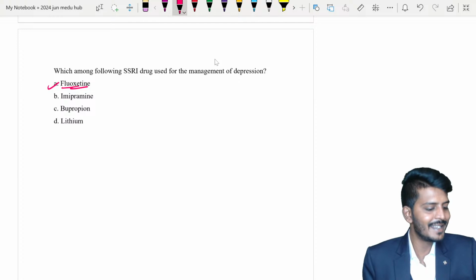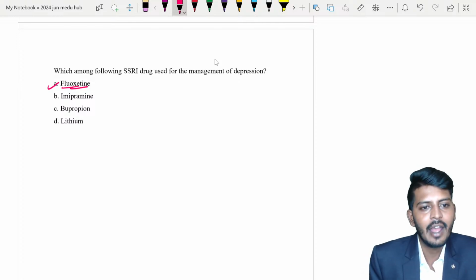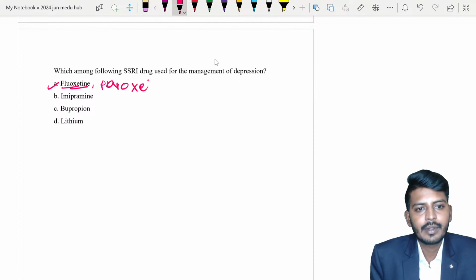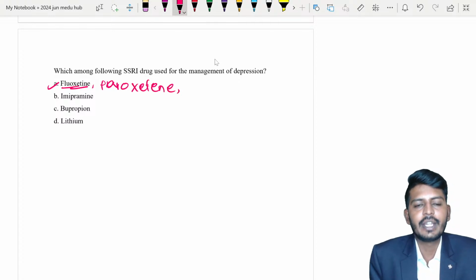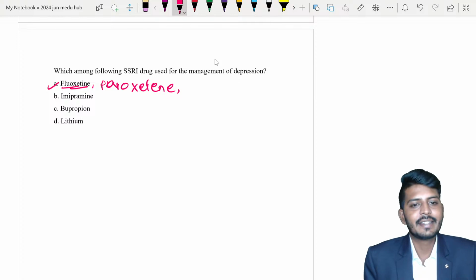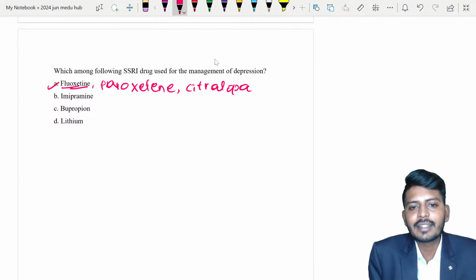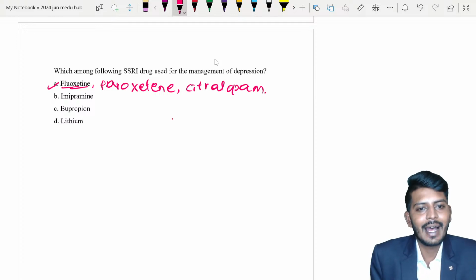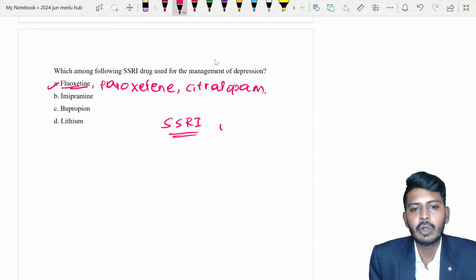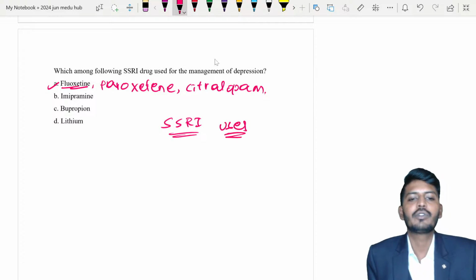Fluoxetine. So among SSRIs, you have one more drug, paroxetine, and citalopam. Where are these drugs used? SSRIs are used in the treatment of depression. The uses of SSRIs are very important to remember.